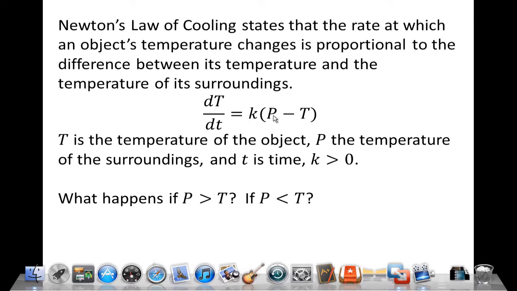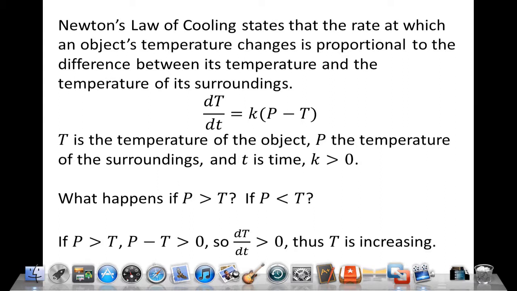If P is greater than T, then P minus T is going to be positive. We multiply k, which is a positive number, by P minus T, so we multiply two positives and get a positive, which means that the rate is positive. Well, if the rate is positive, then the function is increasing. The function here is T, so the temperature is increasing. Does that make sense? Of course it makes sense. If the surroundings are warmer than the object that we have, our object is going to warm up.